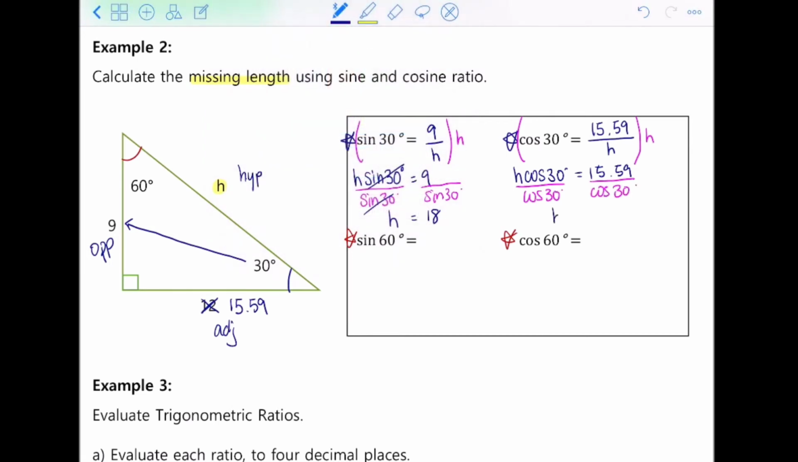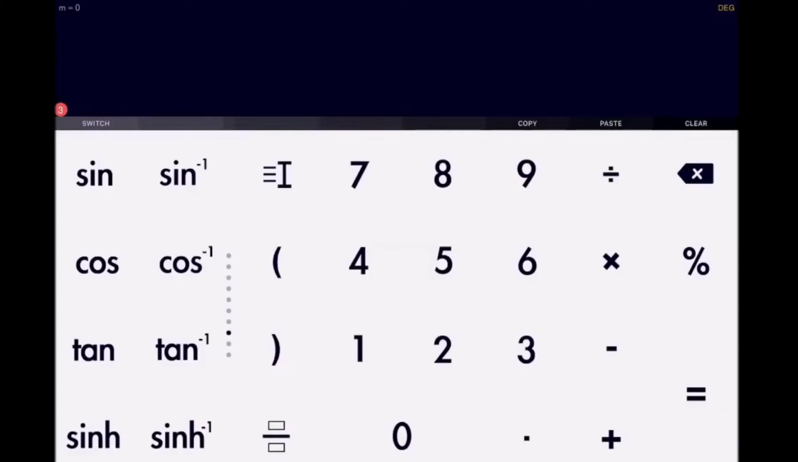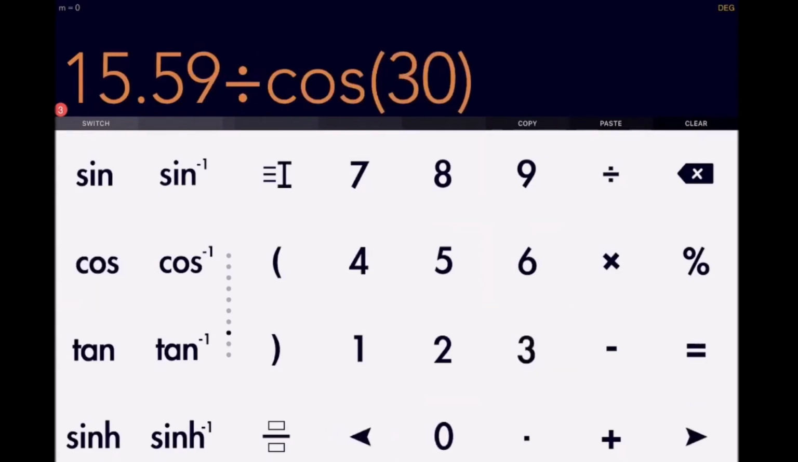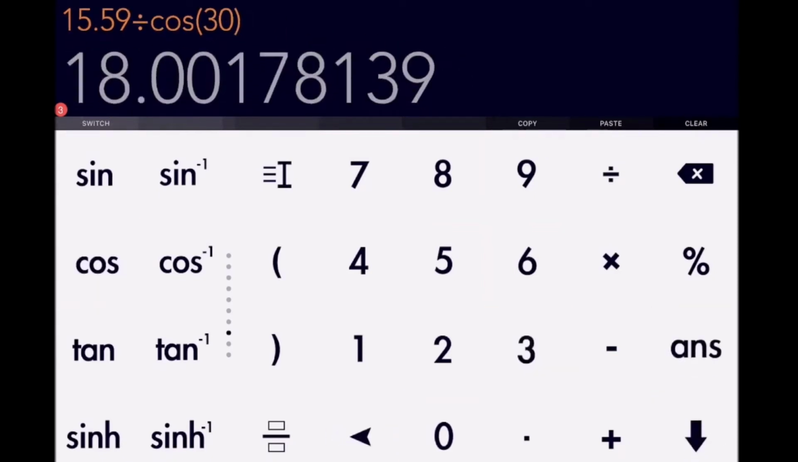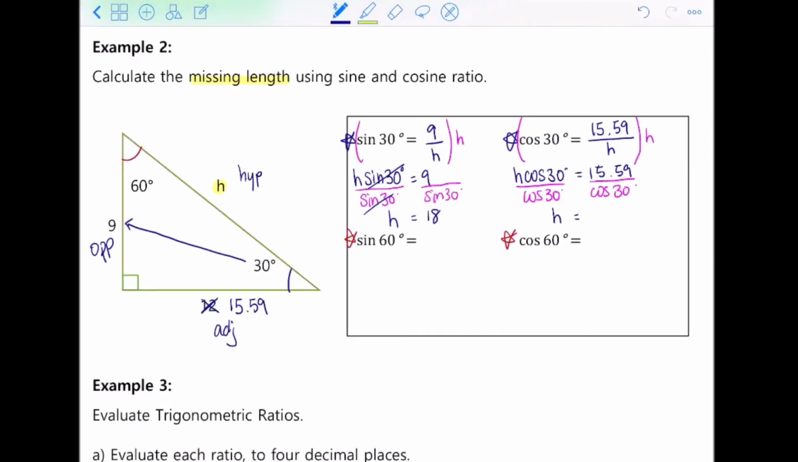You're left with h on the left-hand side and 15.59 over cos of 30. Now on your calculator, please input 15.59 divided by cos of 30 degrees, enter. So you will get approximately 18.001, so I'll just say 18. So h is approximately 18. And that little dot on top of the equal sign means approximately.